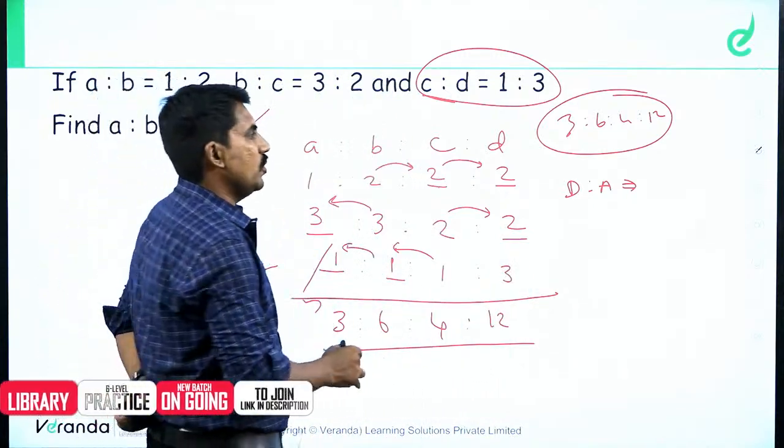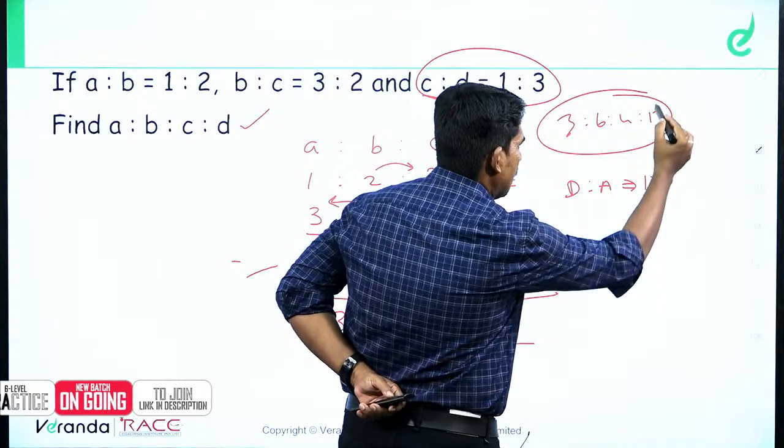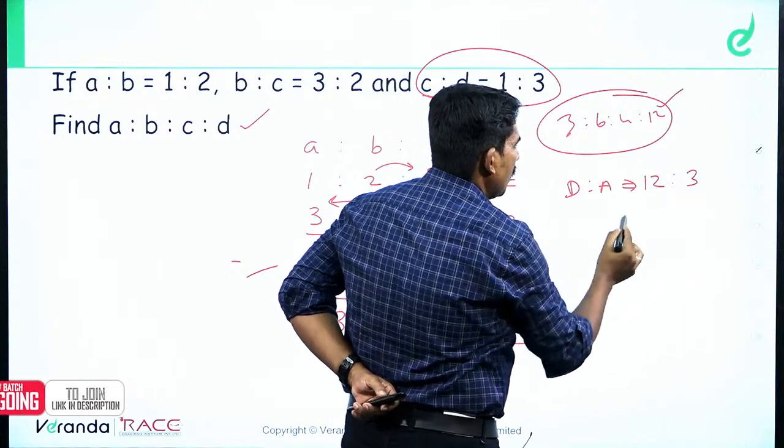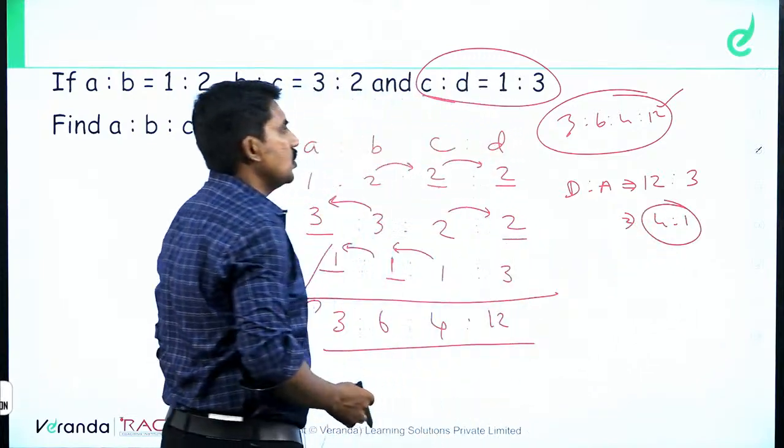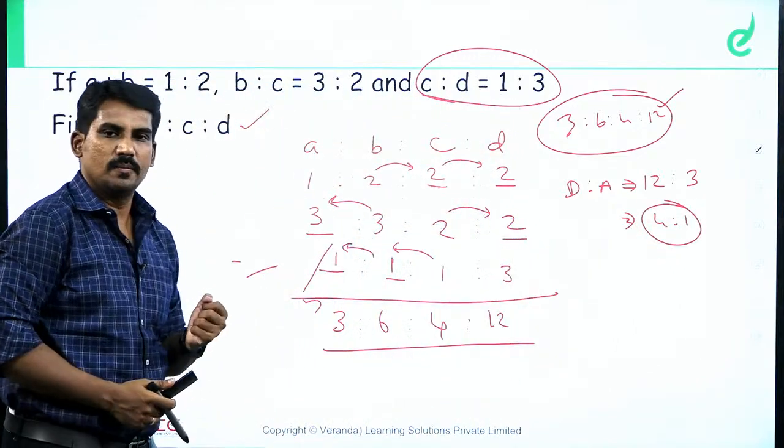Now D, how many units? 12 units. D exactly 12. A 3. Therefore 12 is to 3, what we can say? 4 is to 1. 12 is to 3, what is the value? 4 is to 1. Clear?